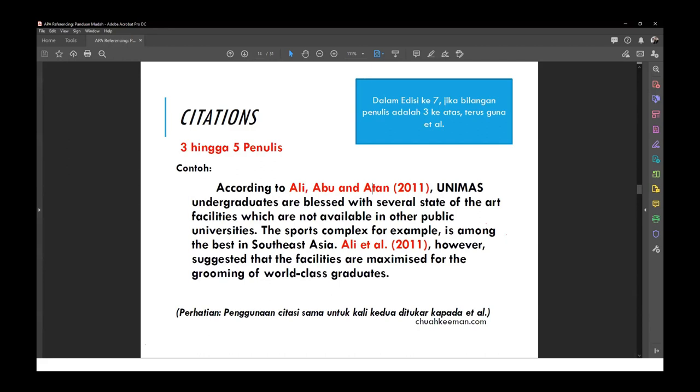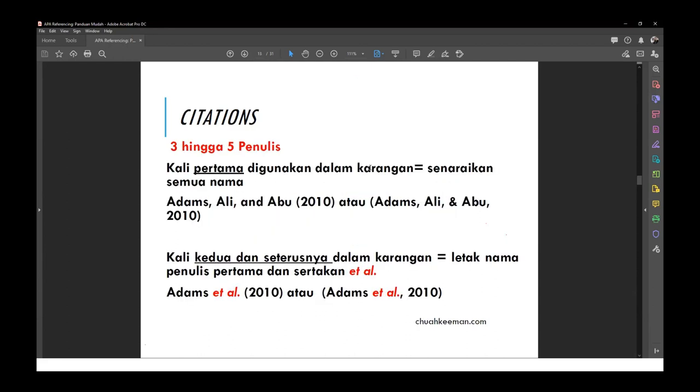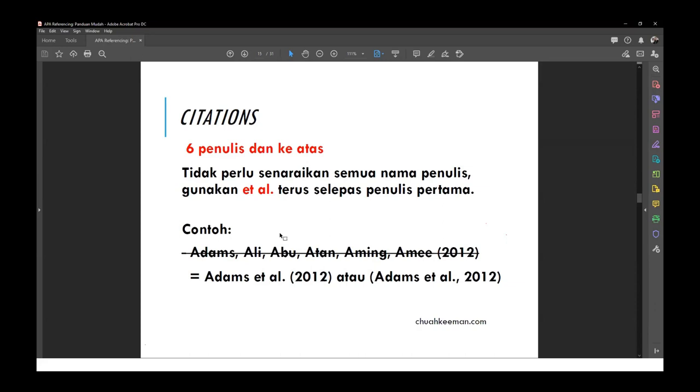So now the citation is the same as a yes, correct. So basically, there's no more 3 to 5 author kind of rule. Now it's only 1 to 2, and then anything more than 3, just go for this rule, which is this one, right? So I'm putting the 6th edition here just in case, because some people or some journals still want you to follow the 6th edition. They don't want you to follow the 7th edition. Then at least you know the difference between the 6th and the 7th edition, all right?